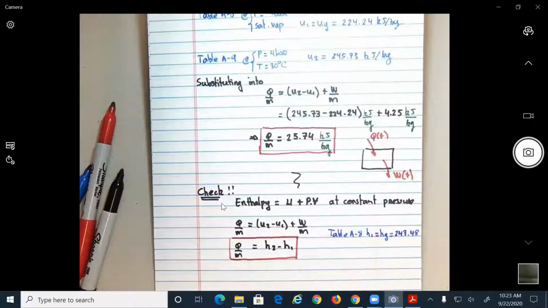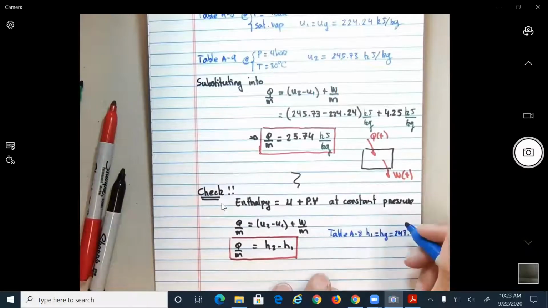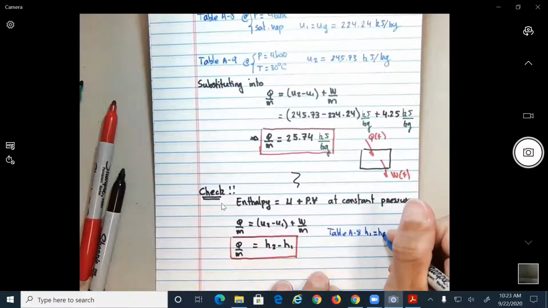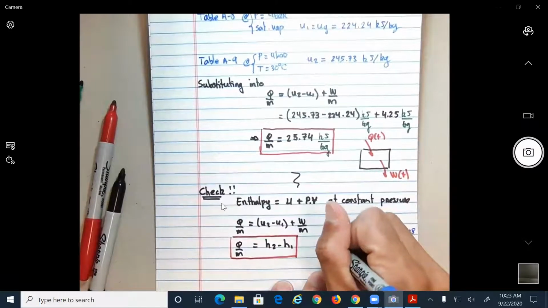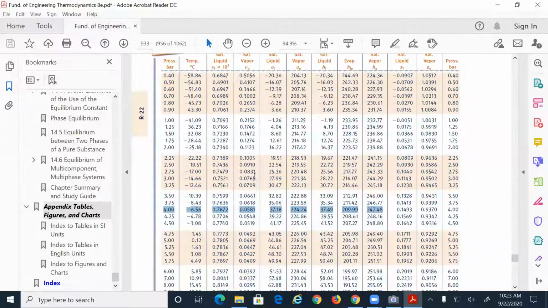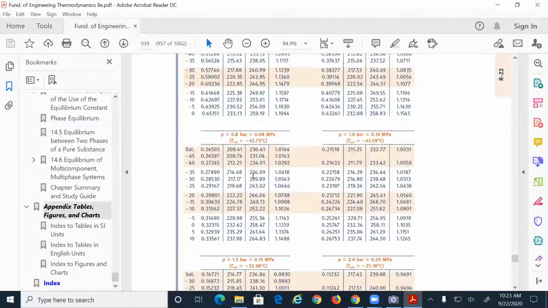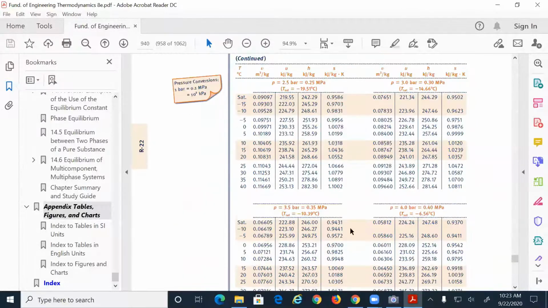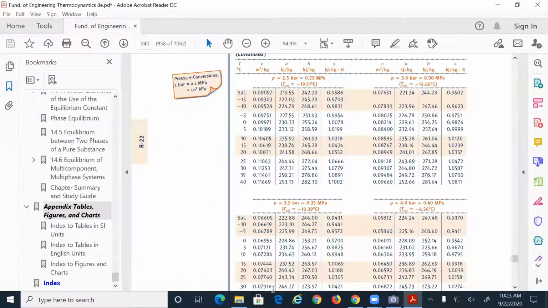All right, and similarly, you find H2 by looking at table A9. Again, you know two things. You need to look at A9 at P equal 4 and a temperature of 30. So we come here, 4. All right, here we have 4 and 30. H is equal to 273.22. So H2, 273.22.